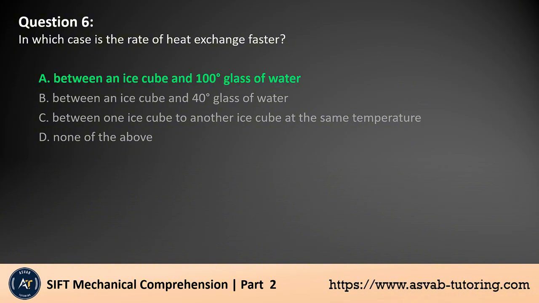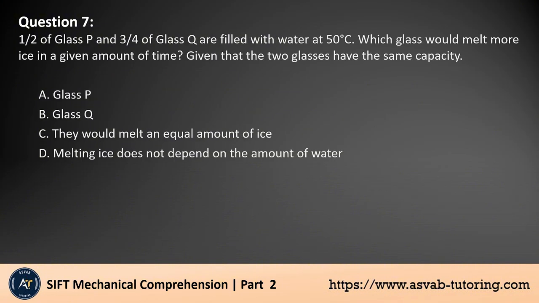The answer is A. The rate of heat exchange is fastest between an ice cube and a 100 degrees Celsius glass of water, because the temperature difference between the ice cube and the hot water is greatest. A larger temperature difference increases the rate of heat transfer, as heat flows more rapidly from the hotter object to the colder one.